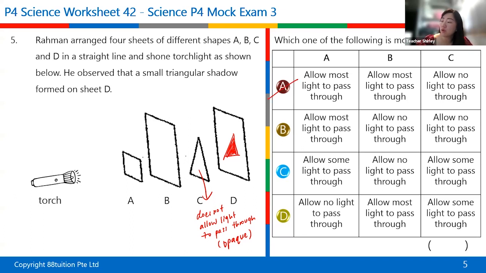So of course, if you want to cast the shadow, A and B both have to allow light to pass through. And when we say allow most light to pass through, an object that allows most light to pass through is actually called a transparent object. Okay, so the answer is A.